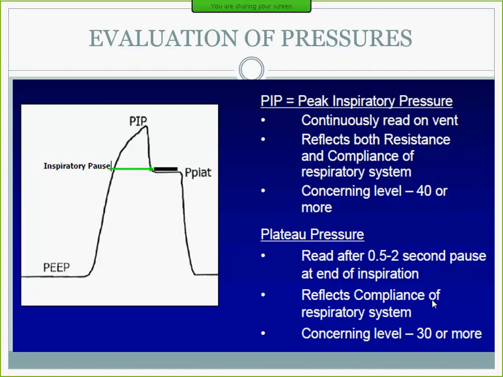So this is what happens. This is your peak pressure. You allow the pressure, and when you put an inspiratory hold, the pressure will drop, and that's what is your plateau pressure. So this is what the graph will look like on the machine, right?